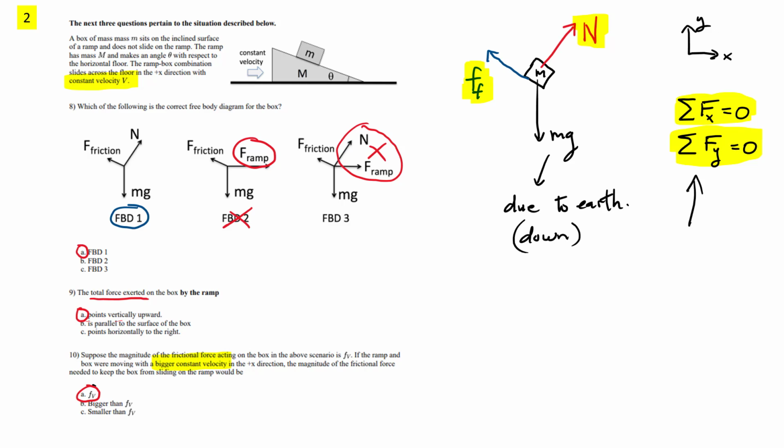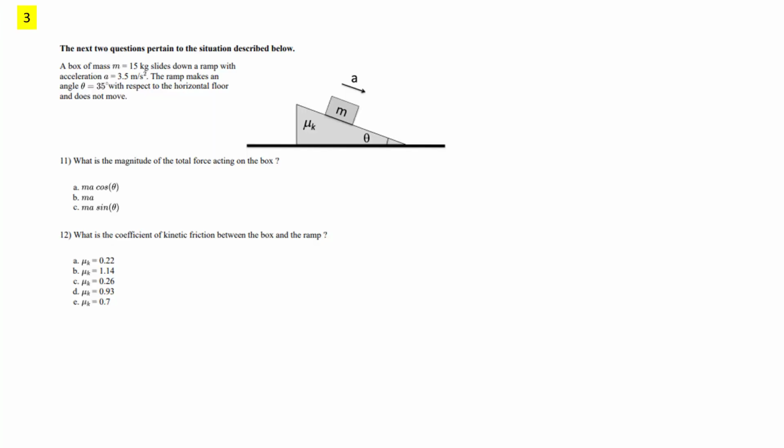All right, let's move on to problem 3 now. Problem 3 says we have a box of mass m, 15 kilograms, that slides down a ramp with a constant acceleration of 3.5 meters per second squared. The ramp makes an angle of 35 degrees with respect to the horizontal floor, and the ramp does not move. Question 11 says, what is the magnitude of the total force acting on the box?